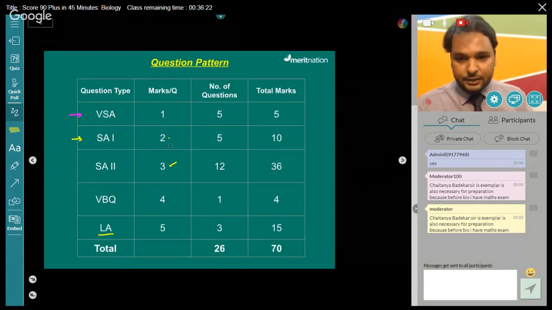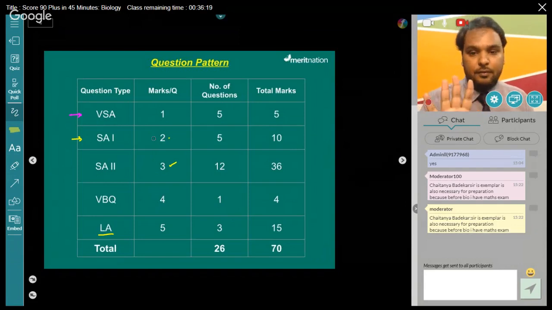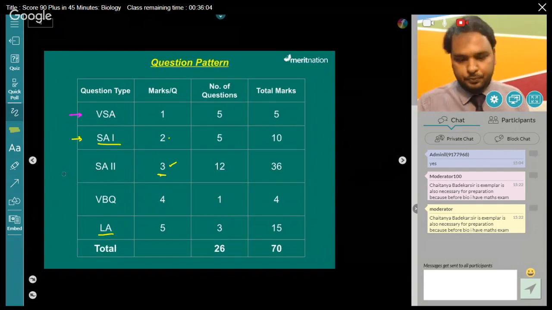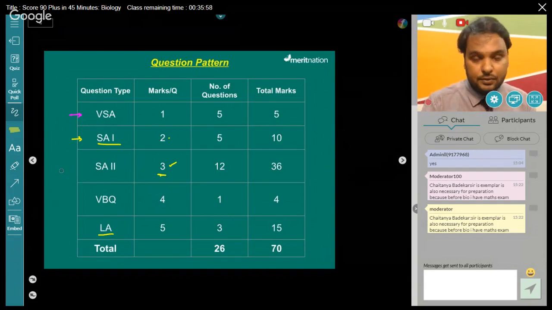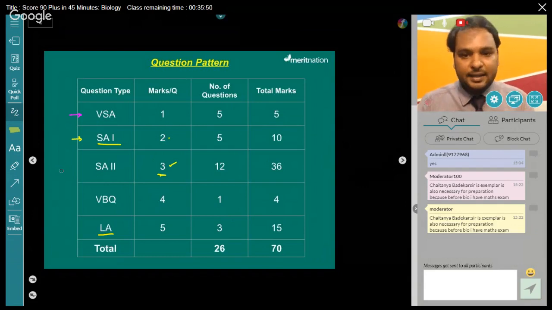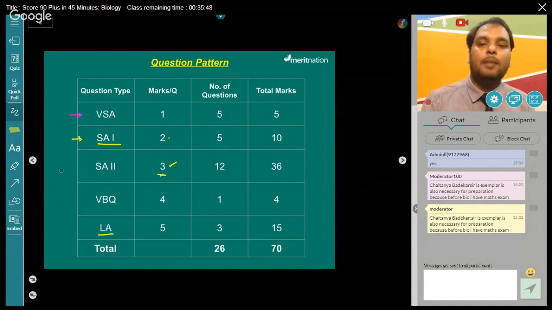Next is your 2 marks question, that also has 5 questions. Again, all the 5 units will be there in this section. Now the next one is short answer 2, that carries 3 marks. This is one of those sections in which people lose marks, because it has 12 questions and it is from every part of the biology NCERT. To score highest here, you need to have a grasp of your biology, especially NCERT. That carries 36 marks, the maximum section.